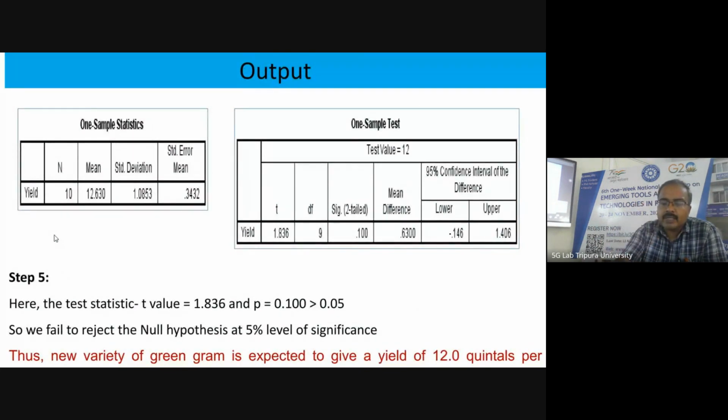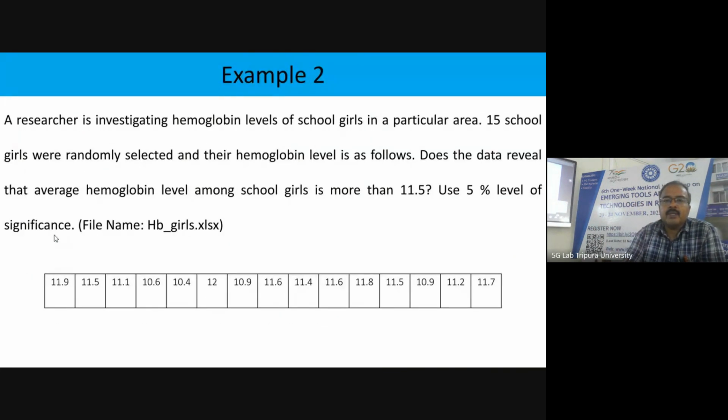That is one example. There is another example. A researcher is investigating hemoglobin levels of school girls in a particular area. Fifteen school girls were randomly selected, and their hemoglobin levels are as follows. So, data has been collected. Does the data reveal that the average hemoglobin level among school girls is more than 11.5? You are going to test this at 5% level of significance.